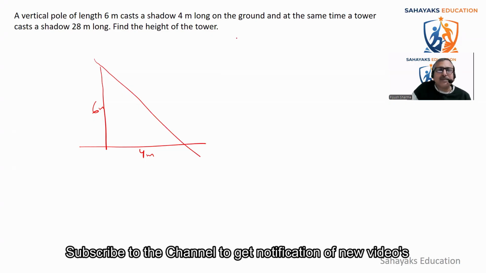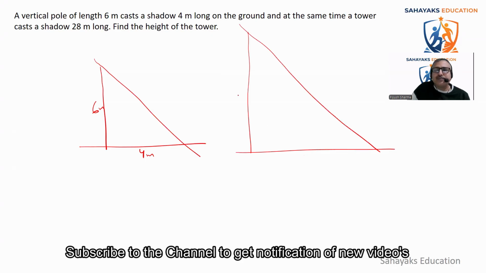meters. So there is a big tower which is casting a shadow of 28 meter. So this is X. See, these two triangles are similar. Why are they similar? Because this angle is 90 degree and this angle of the sun is also same. So they are similar by AA similarity.